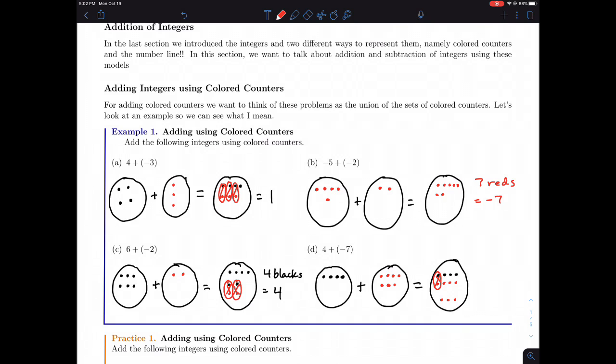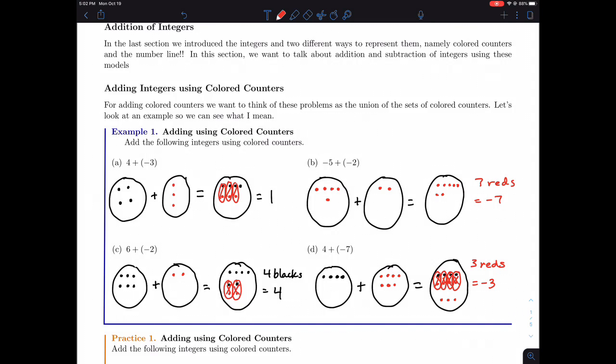So I can pair that black and red to make a 0. Pair that one to make a 0. Pair that one to make a 0. Pair that one to make a 0. And so all that's left are 3 red tokens, which means my answer would be -3 in that case.